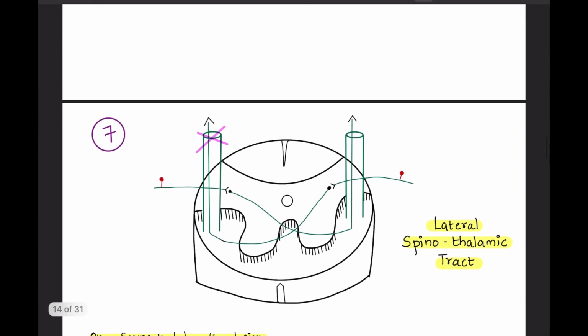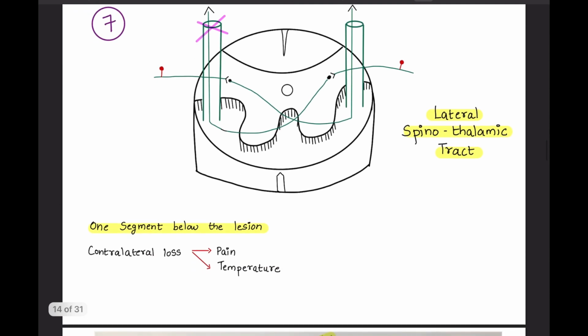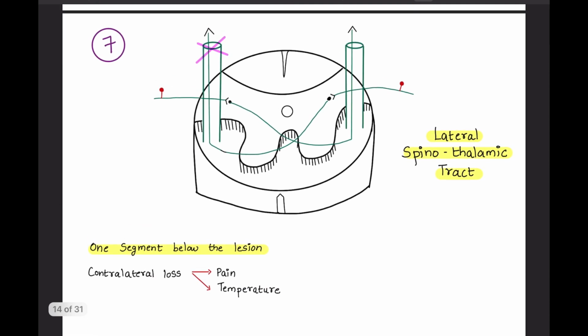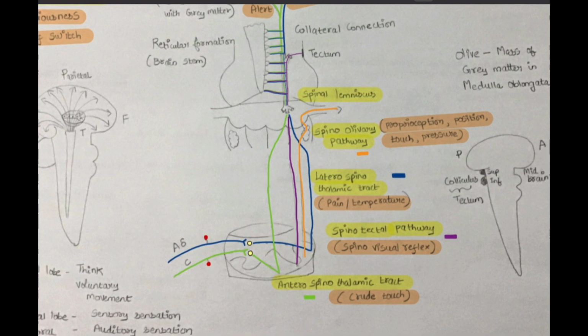But in dorsal column, the sensory nerve fibers enter the spinal cord and move upwards on the same side. So if there is a lesion on the right side, the clinical features will be seen on the same side, that is known as ipsilateral. And also know the lateral spinothalamic tract function. The function is pain and temperature. So if there is a lesion on the right side, then there will be contralateral loss of pain and temperature. I have discussed all this in ascending tract of spinal cord lecture. So here is the lateral spinothalamic tract.